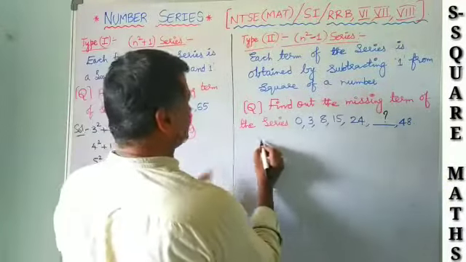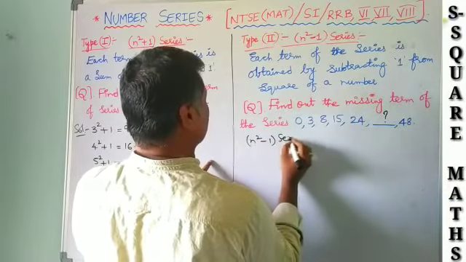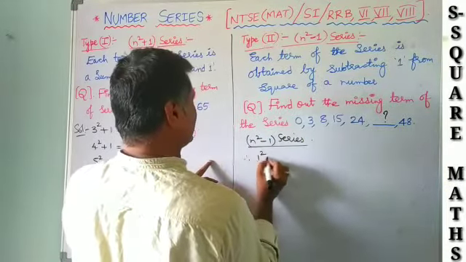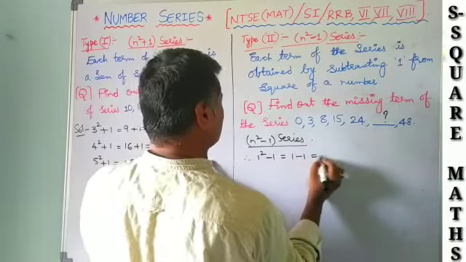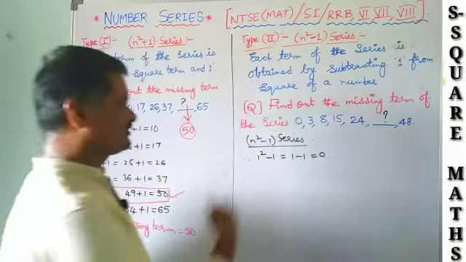So n is equal to 1. Here we have the n square minus 1 series. For this we are continuing. Therefore 1 square minus 1, 1 minus 1 is 0. So for the first term itself we are getting 0. Let us go for the next.